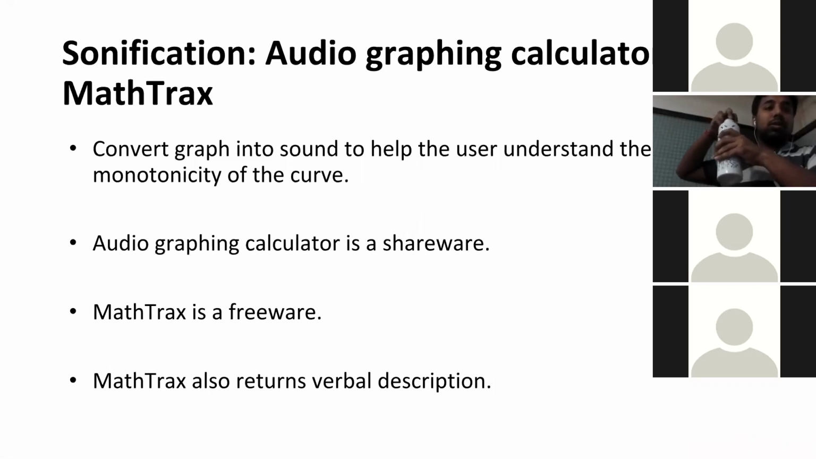Firstly, in the sonification mode, the graph is converted into sound. The monotonicity of the graph is described by the sound pitch. For example, the pitch changes from high to low when the y coordinate of the graph changes from a high to a low value. Similarly, for describing left and right position, we can use panning, so that the left half of the graph is heard in your left ear, and the right half is heard in your right ear. There are tools like Audiographing Calculator and MathTrax that use this principle.